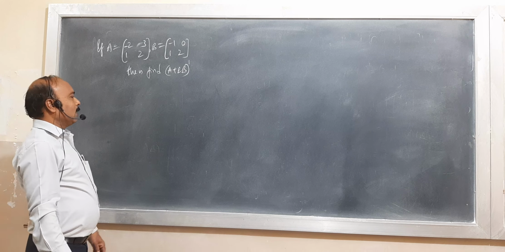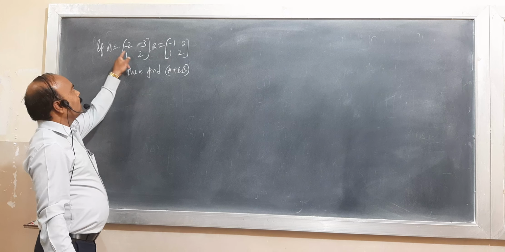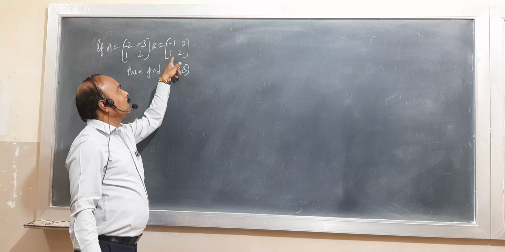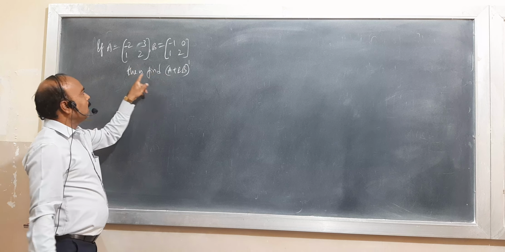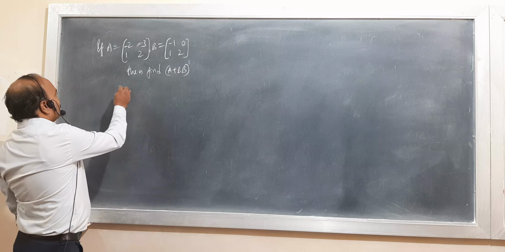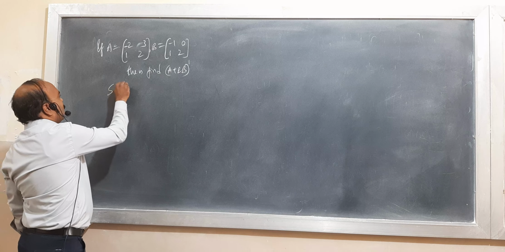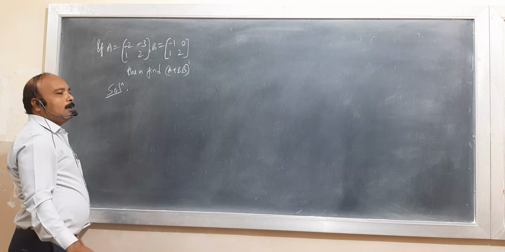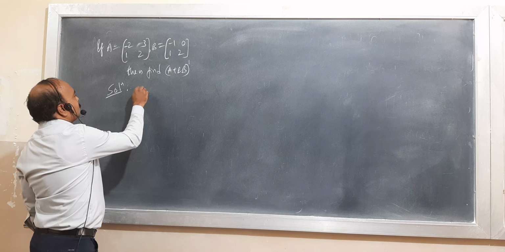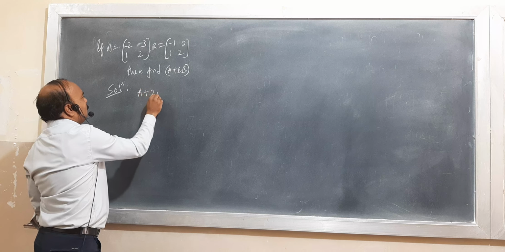Next, go for another example. A equal to [-2, 3, 1, 2], B equal to [-1, 0, 1, 2]. Then find the value of (A + 2B)'. So for that, first we calculate the matrix A + 2B. That is A plus 2 into B.